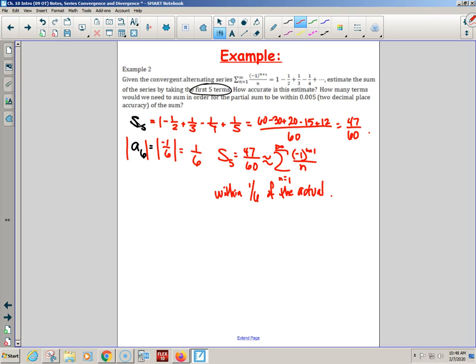This always reminds me of that, in the sense that we're within 1/6 of the actual answer, whatever it may be. How could you make it better? S sub 6? S sub 7? Okay, this could go on forever. How many terms would we need? What if you knew what degree of accuracy you needed? What would I need in order to get it within 0.005, 2 decimal places accuracy of the actual sum?